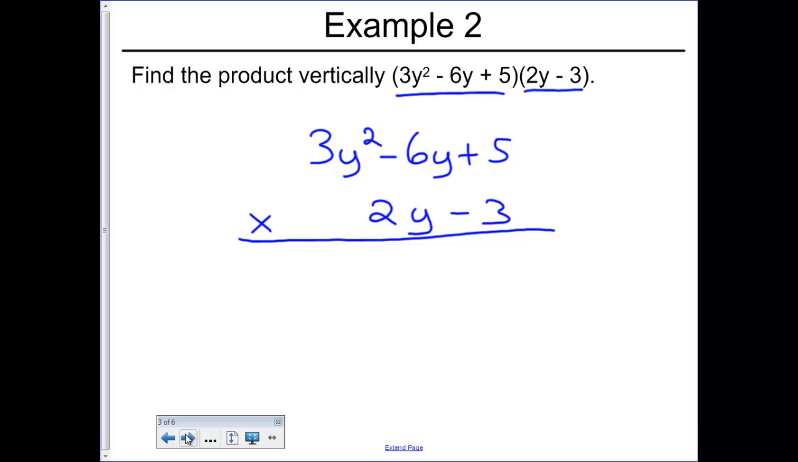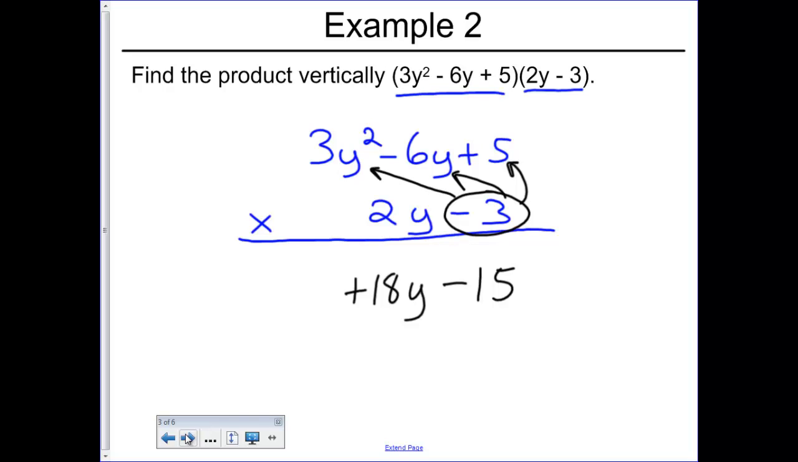And all I'm going to do is take this negative 3, multiply it with my 5, and I get negative 15. Then I'm going to take my negative 3 and times it by my negative 6y, and I will get a positive 18y. And I'm going to take my negative 3 and times it by my 3y squared, and that will give me a negative 9y squared.